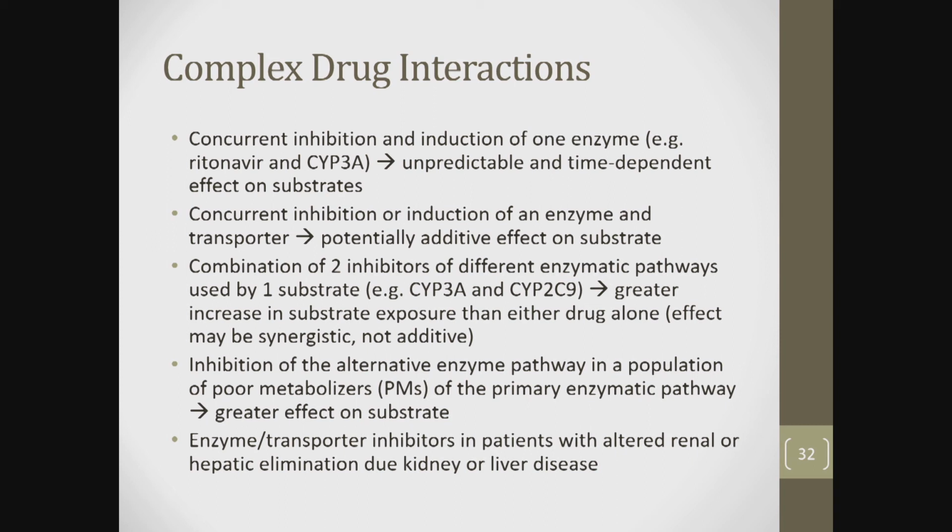We also talked about concurrent inhibition or induction of both enzymes and transporters at the same time. This can have a potentially additive or antagonistic effect on substrate elimination, and these are very difficult to predict, as we looked at. You might have a combination of 2 inhibitors acting on different enzymatic pathways used by a substrate. So we talked about the example of voriconazole relying on multiple enzymes for elimination. If you inhibit one, there's not such a big effect, but imagine adding a CYP2C9 inhibitor on top of CYP3A. You're going to have an increased effect on exposure of voriconazole or other drugs.